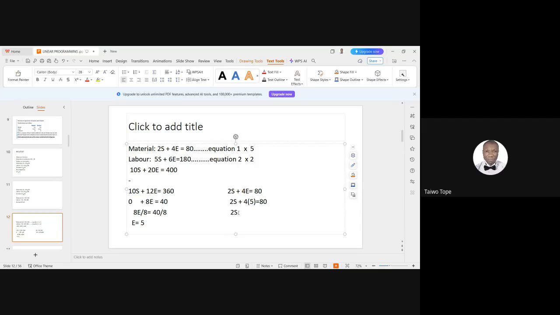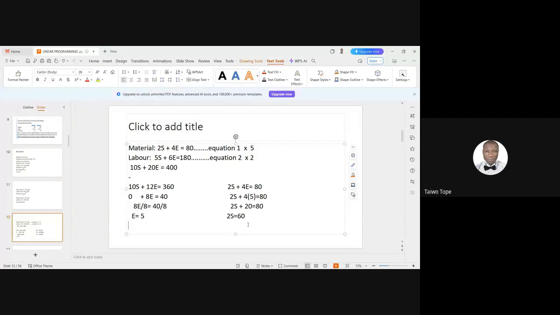Okay, so 2x plus what? 4 times 5 is 20. Equal to 80. So when this 20 crosses to the other side, the result will be 60. 2x equal to 60. So when you divide both sides by 2, you get 30.